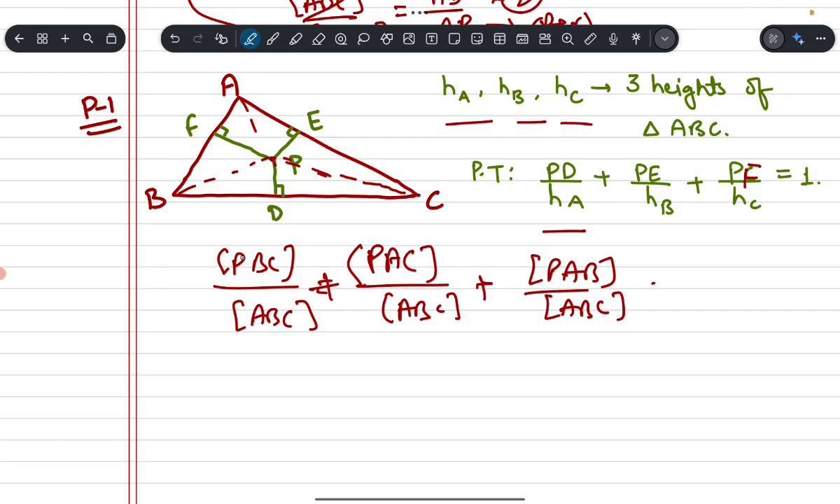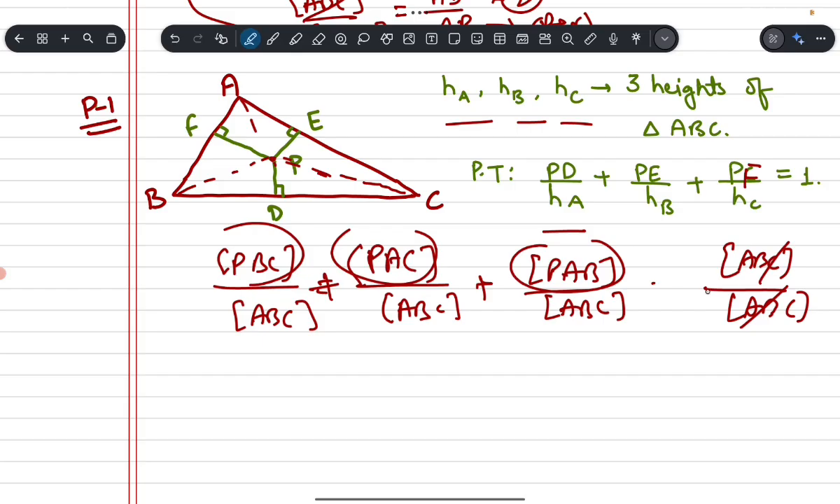So if you add this, you'll realize since the denominator is the same, these three are going to add up to ABC. We'll have ABC by ABC, and that is 1. The problem is proved, and we derive a conclusion from here.